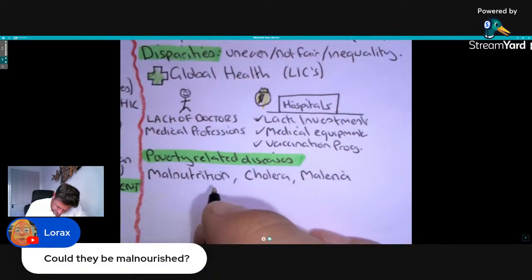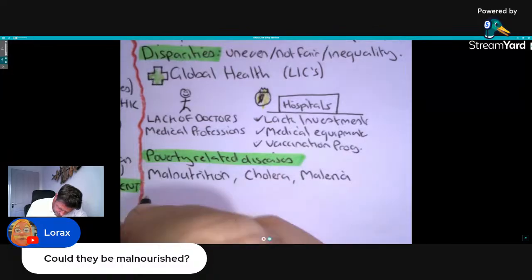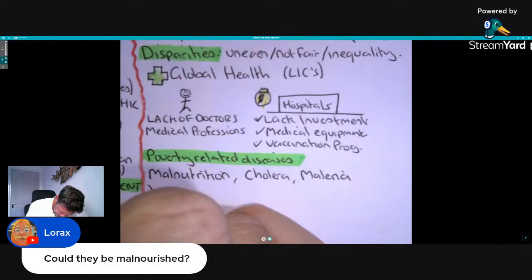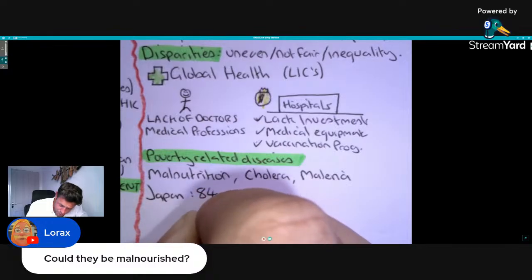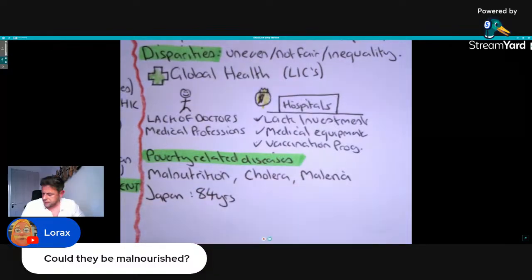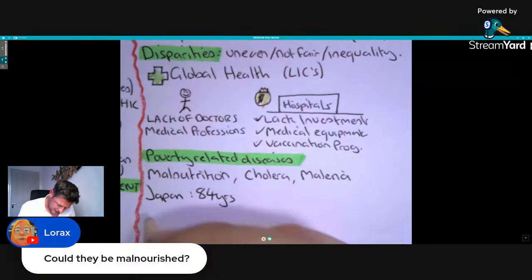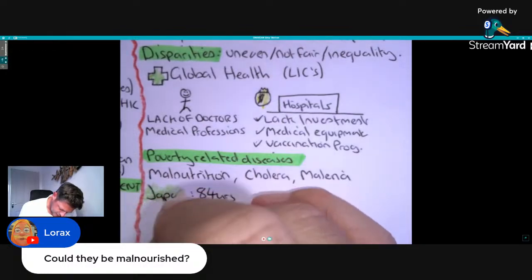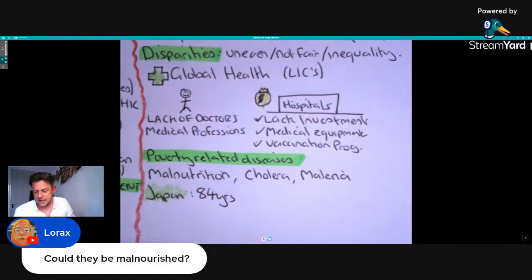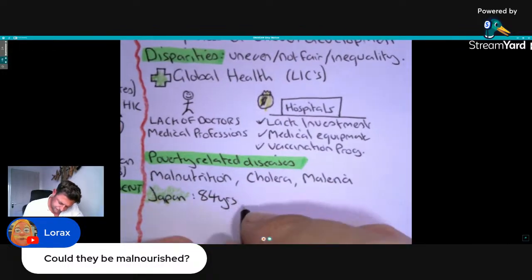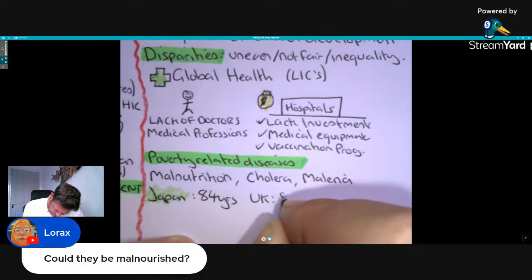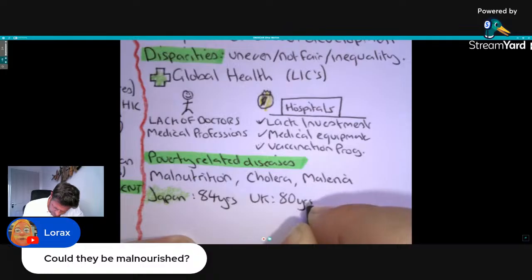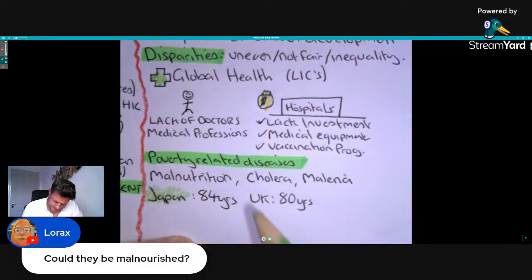So there's massive disparities in healthcare. That means that places like Japan have a life expectancy of 84 years. So if you want to live a long life, guys, go and live in Japan, eat lots of sushi. The high standard of living, amazing. The UK, we have a high standard of living and good healthcare. We, on average, live to 80 years.